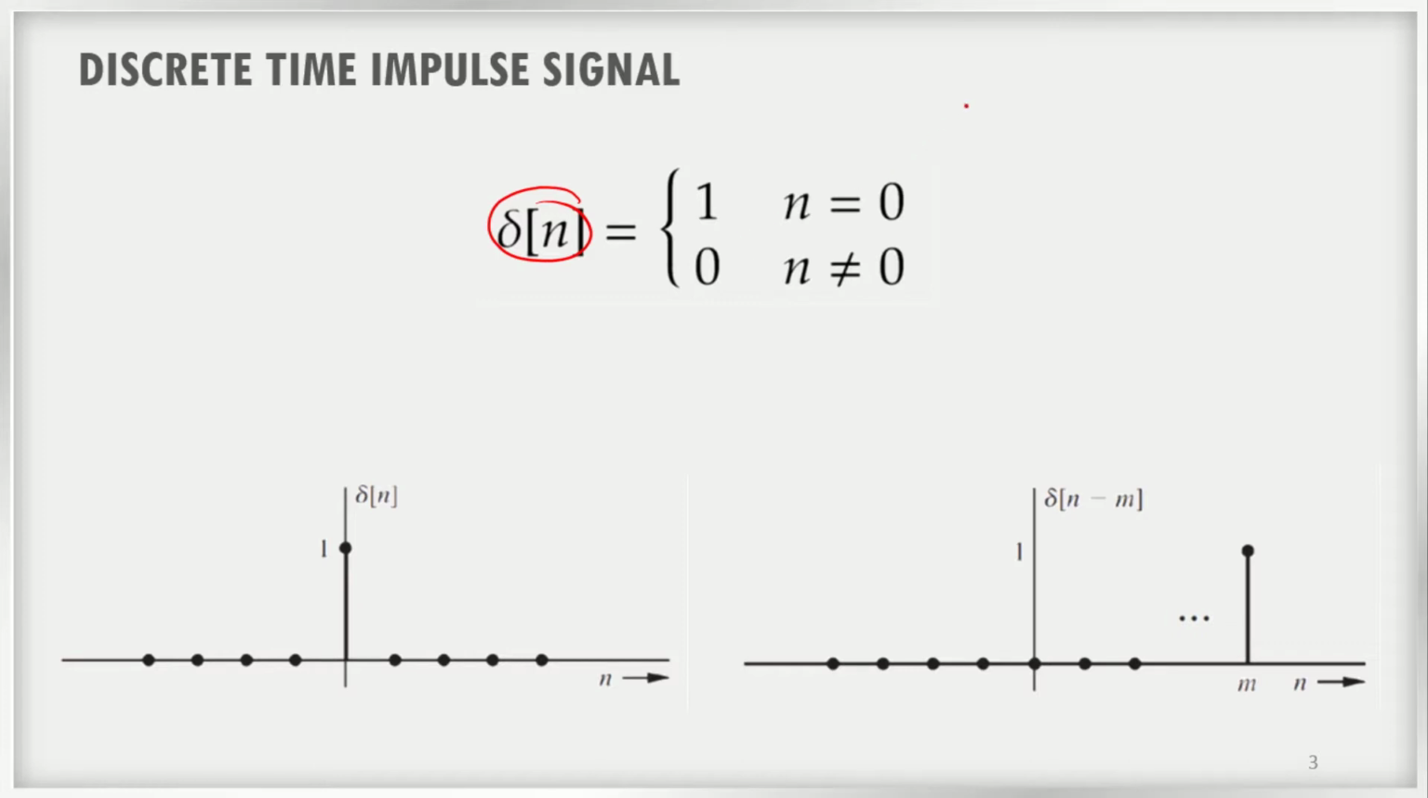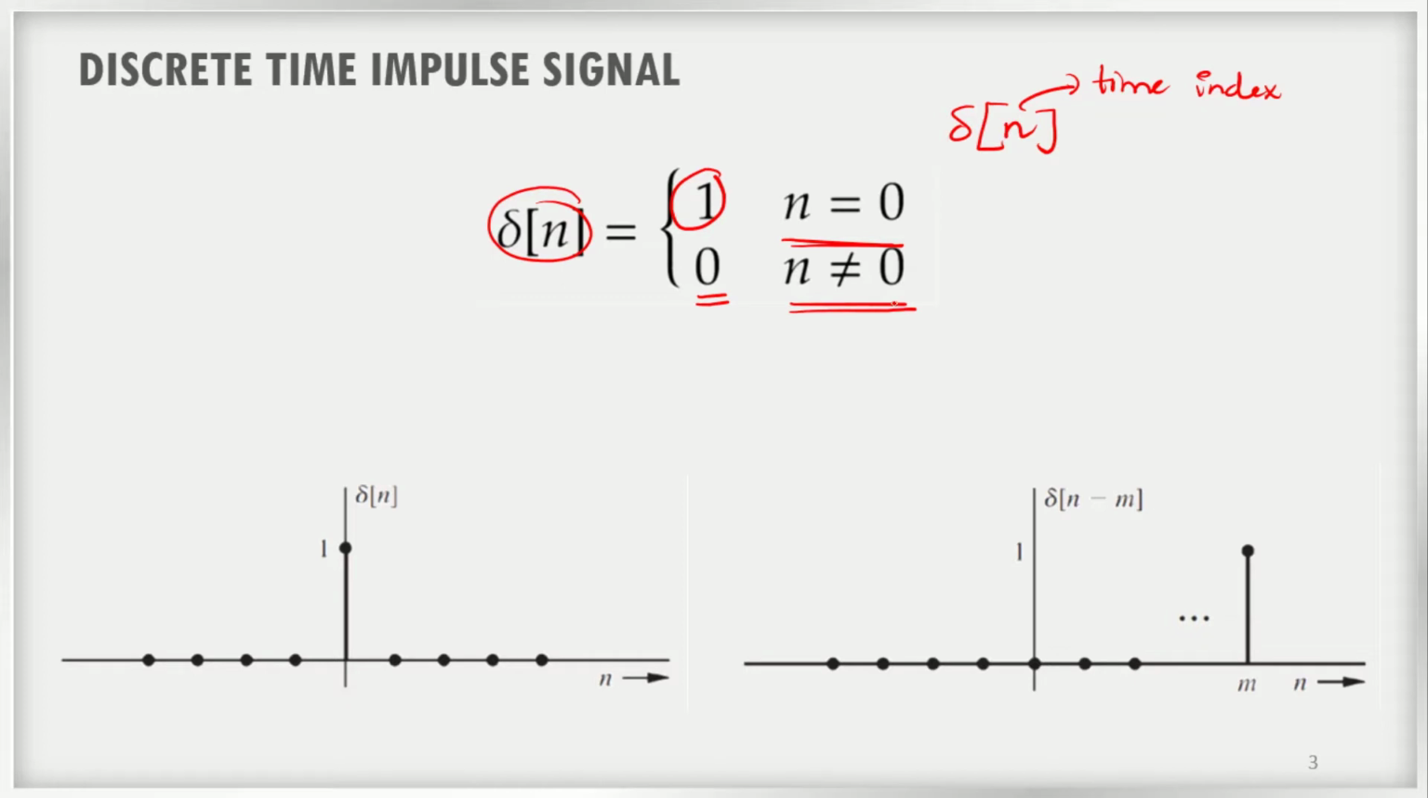In the case of the discrete time impulse signal, we write delta of square bracket n. The square bracket indicates that it is a digital signal or a sequence, and n is the time index. We have already learned about this when we talked about operations on signals. And unlike the continuous time counterpart, here it is defined as value 1 for n equal to 0 and value 0 for n not equal to 0.